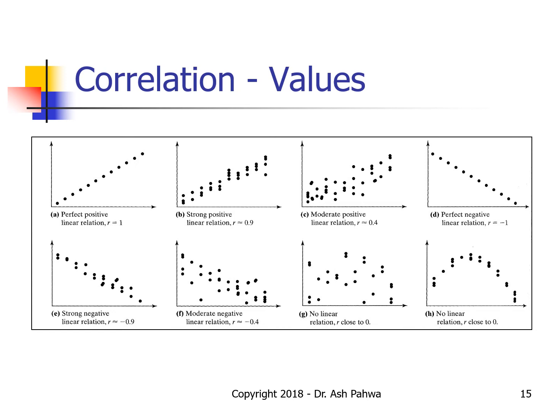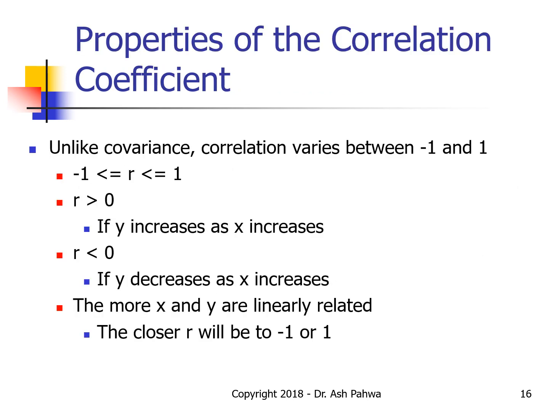If R is equal to 1, it means as the X value is going to increase, Y value will also increase. And if R is -1, then as the X values are going to increase, Y value will decrease. Now let us examine the properties of the correlation coefficient. Unlike covariance, correlation varies between -1 and +1, as we saw in the previous slide.